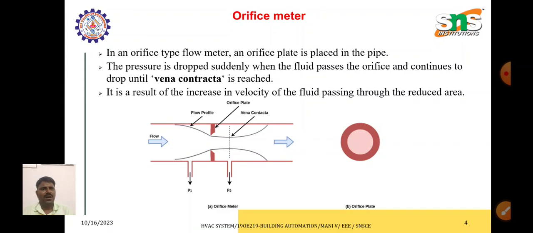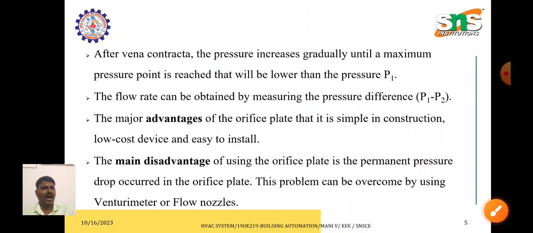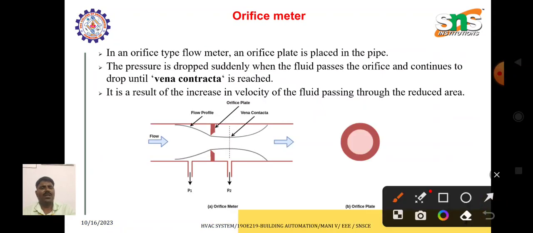While we are placing this orifice plate inside the pipeline, the pressure drops suddenly when the fluid passes the orifice, and continues to drop until the vena contracta is reached. This is the result of the increase in velocity of the fluid passing through the reduced area. And so here we are able to measure it.